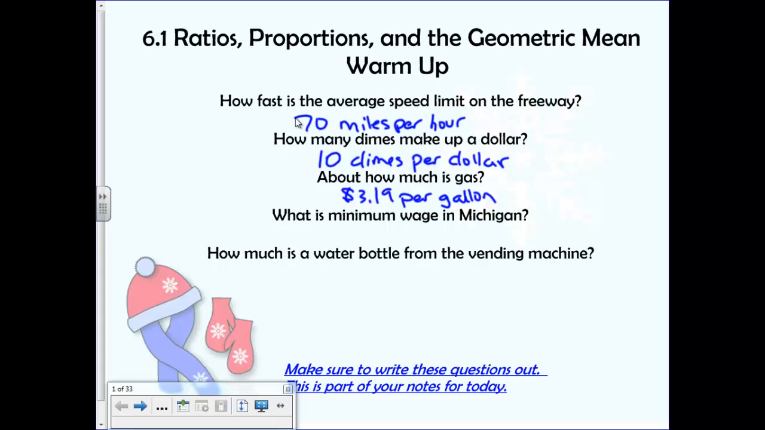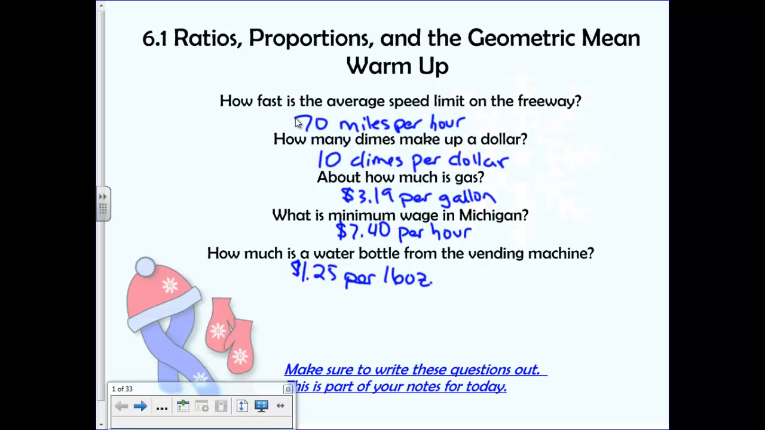What is minimum wage in Michigan? $7.40 per hour. And it's important that we specify it's per hour, because if somebody says, I'm going to pay you $7.40 per day, it'd be like, oh, hold up a second, right? You want to make sure it's $7.40 per hour. How much is a bottle of water from the vending machine? Like $1.25 maybe? Per maybe 16 ounces if we're being picky, right? $1.25 for 16 ounces. So those are all examples of ratios.